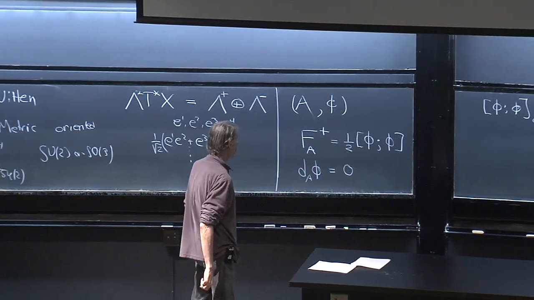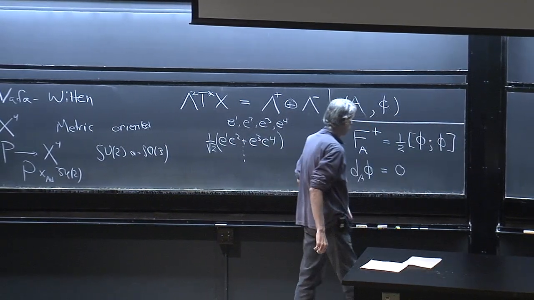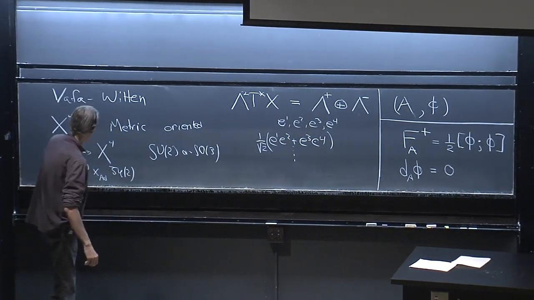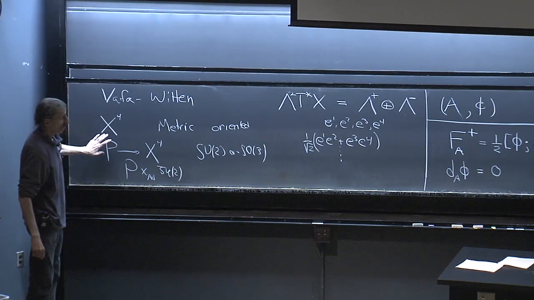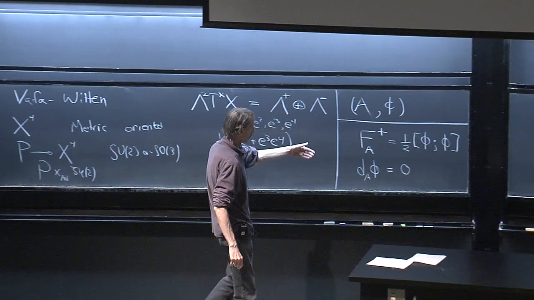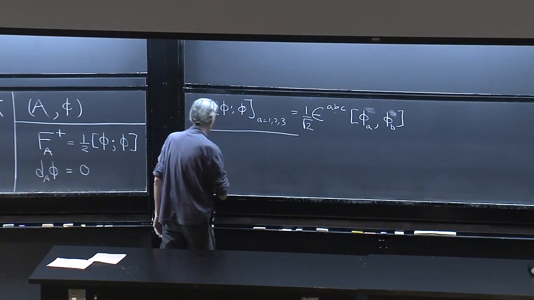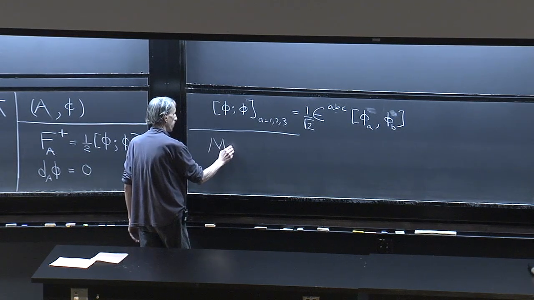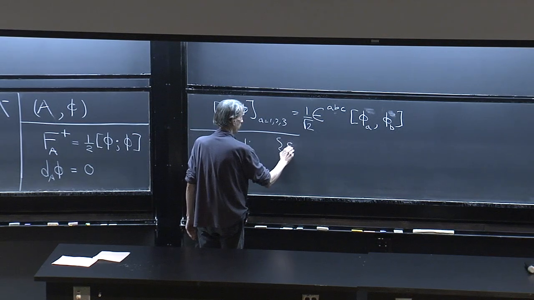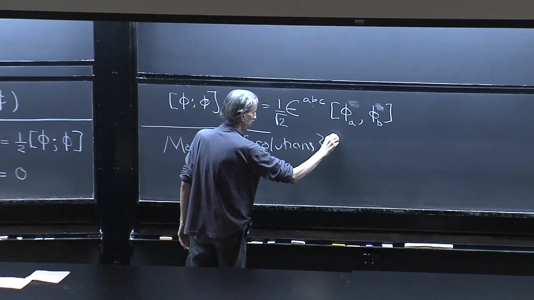So what can you say about the equations just on general grounds? Well, first of all, as usual, the automorphisms of the bundle P, the gauge group, act and preserve the equations. So there's a formal moduli space of solutions, which is the set of solutions modulo gauge transformations.